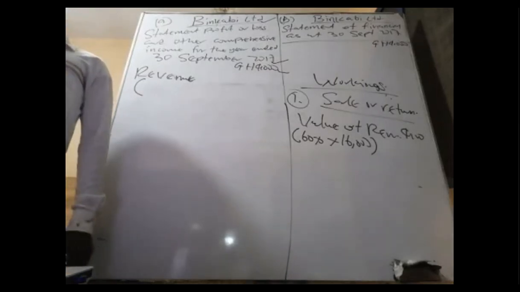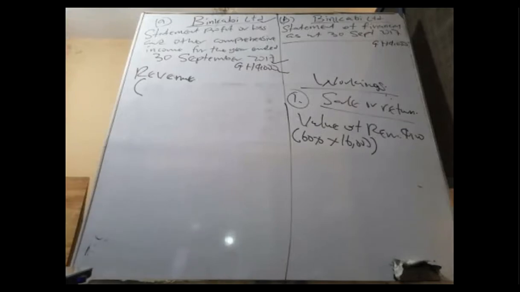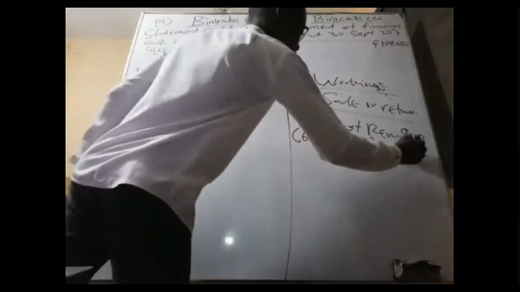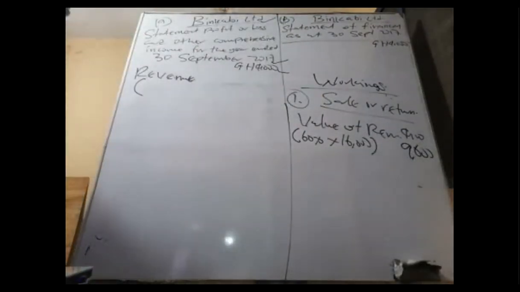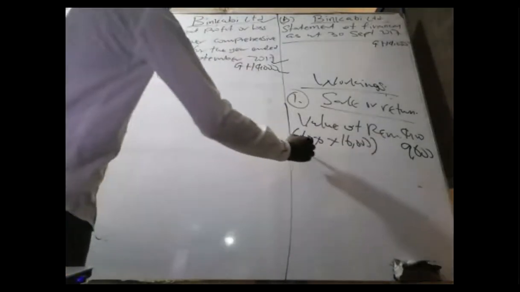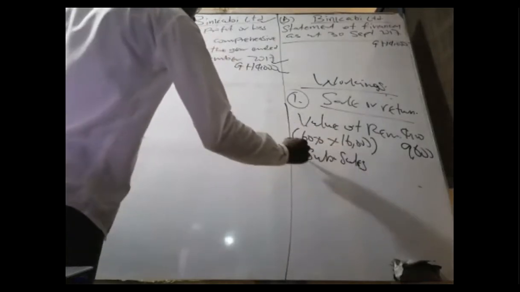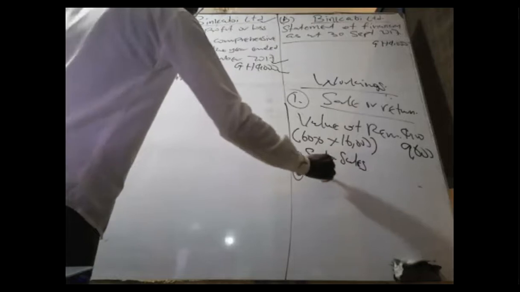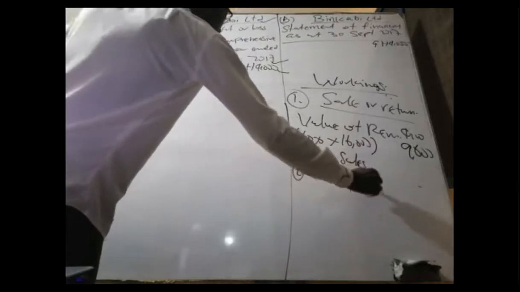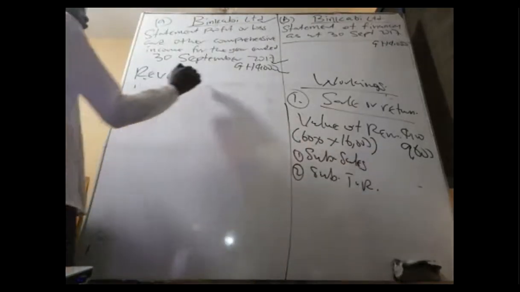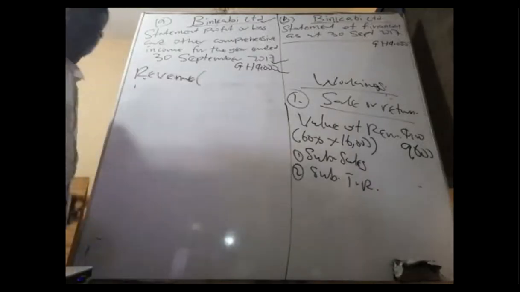Friends online, this is the time that I need your support with the calculation. 9,600, thank you, boss. So 9,600, basically. Then, third examiner, this figure: first, you subtract from sales revenue; second, subtract from trade receivable. So let's do it here. Revenue figure, let's subtract this amount from it quickly.